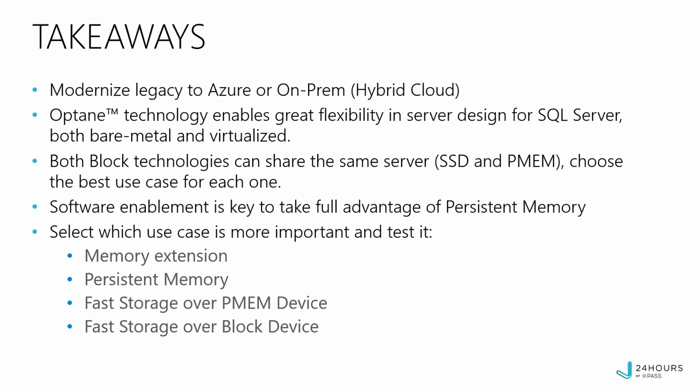Either it's a memory extension case where you have an in-memory database where I want a very large memory footprint, or I want a persistent memory database where I want to load and store the database straight from my PM device. I could have fast storage over a PM device, which is storage over App Direct. So I mount a regular file system on a persistent memory device, and I don't have to change anything on my application because I'm just using regular read and write APIs.